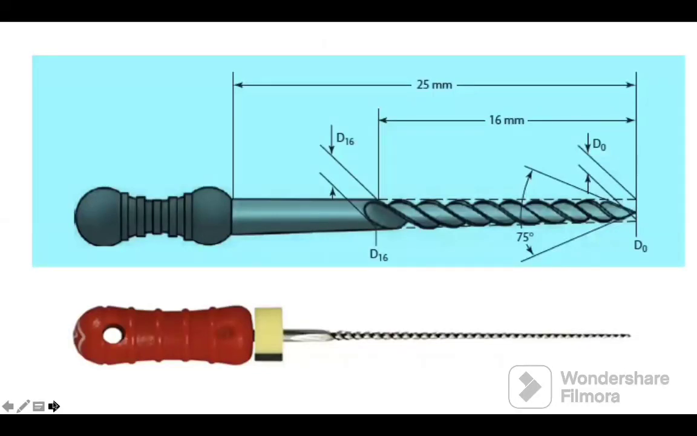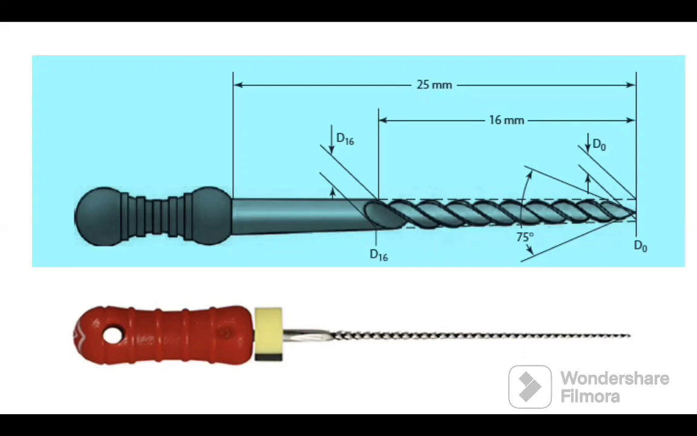This slide depicts the various components of the standardization. This picture here is a K file. This is the handle of the instrument, which is color coded, and this is the shaft of the instrument. The shaft of the instrument has cutting edges or blades from its tip to 16 millimeters up its shaft. So the measurement here from the tip to the end of the cutting edges will be 16 millimeters, and this is a rubber stopper.